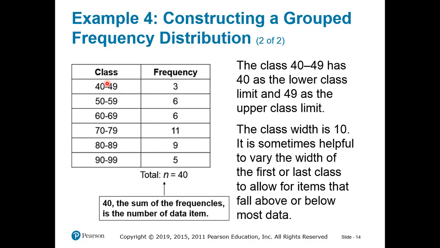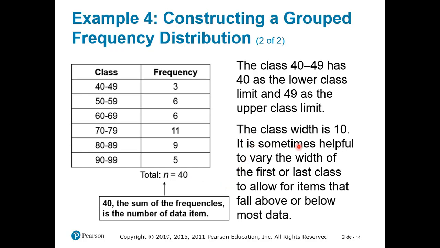Here are our classes. Notice the lower class limits and the upper class limits, and notice that the differences between these is 10, and the differences between these is 10. Okay, and so again, add up the frequencies, and you should get 40, which is exactly the number of scores that we have.